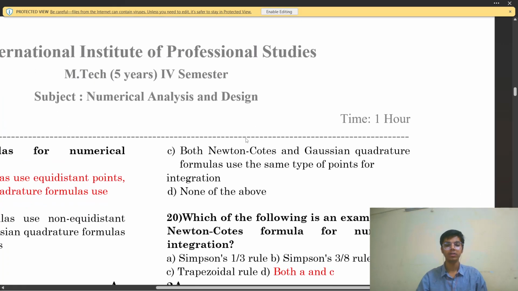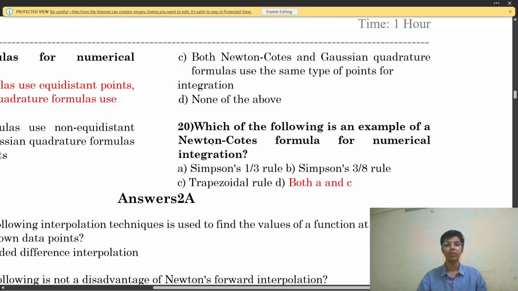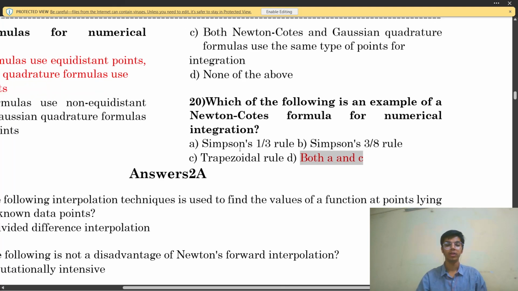Now, the last question is which of the following is an example of Newton's formulas for numerical integration? So, options are A, Simpson 1/3 rule, B, Simpson 3/8 rule, C is trapezoidal rule, and D is both A and C. So, the correct answer is both A and C because Simpson 1/3 rule and Simpson's 3/8 rule both can be used as an example of Newton's formula for numerical integration.